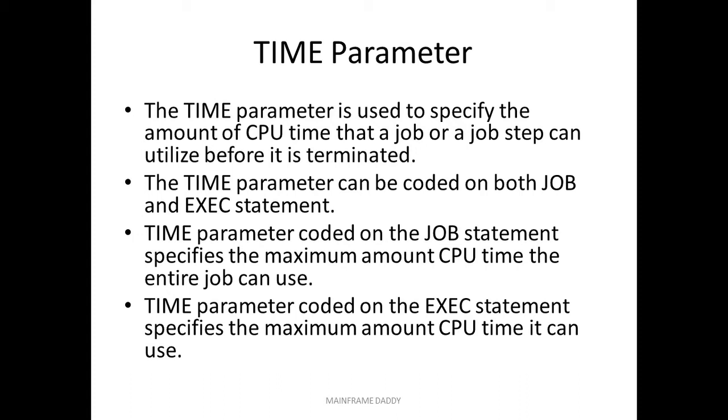The next one is time parameter. The time parameter is used to specify the amount of CPU time that a job or a job step can utilize before it is terminated. Again, this time parameter can be coded both on job and EXEC statement.